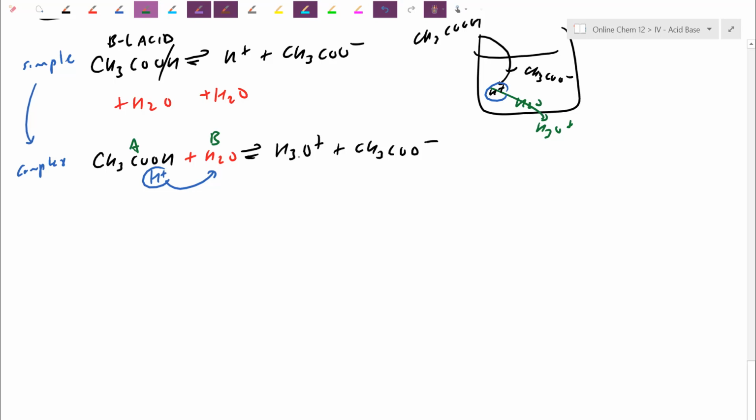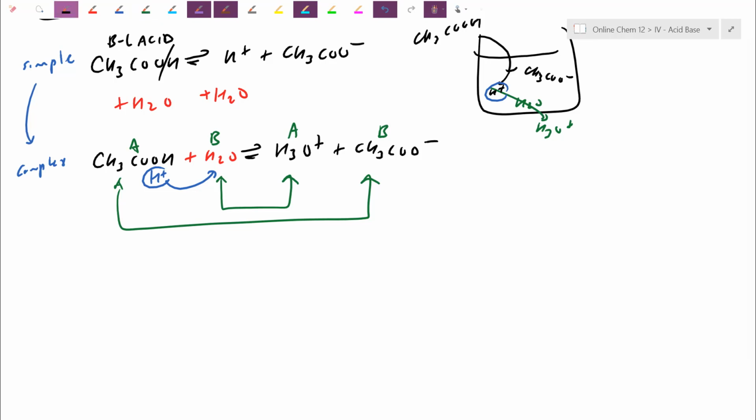Water picking up the proton goes up by an H, goes up by a charge. This is now the conjugate acid form of water, and then we have the conjugate base form left over as acetate. Always one acid and one base on both sides of the table. And that's what the complex equation tells you. That was on the acidic side.